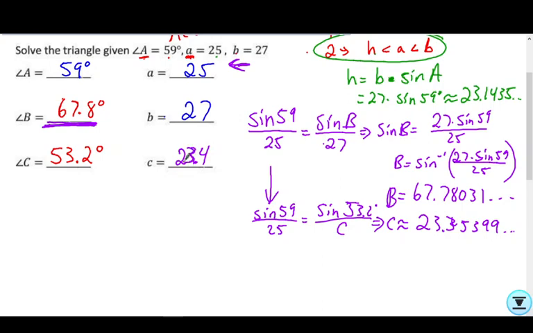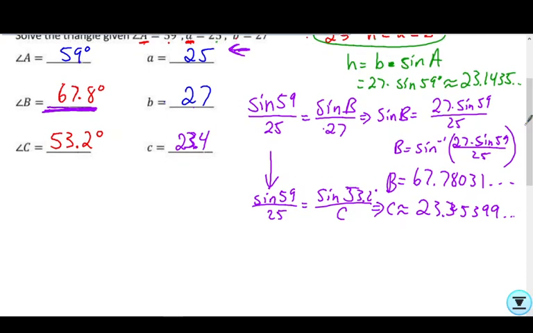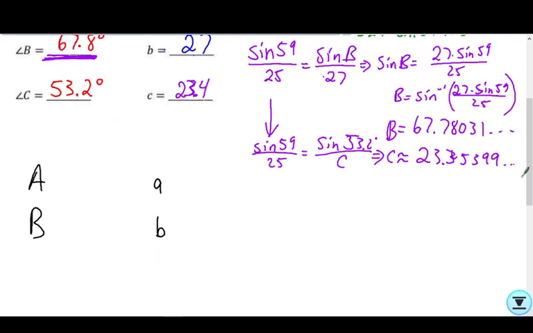Okay? Now, do my answers make sense? Yeah. Biggest angle, biggest side, smallest angle, smallest side, and 53 and 59 are relatively close. So that is my first solution. Okay? Now, we've got to find the second solution. So I'm going to start another chart: angle A, angle B, side A, side B, and then C and little c.